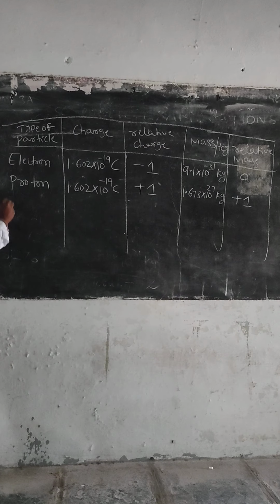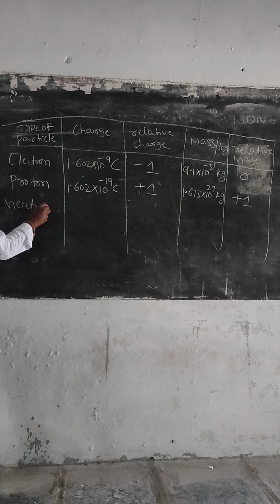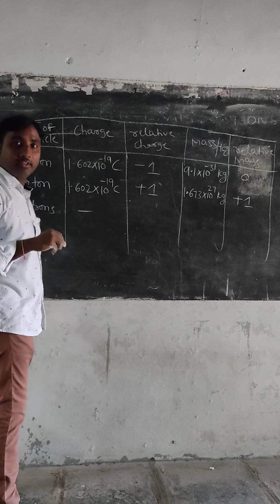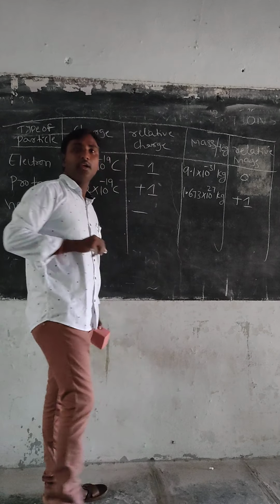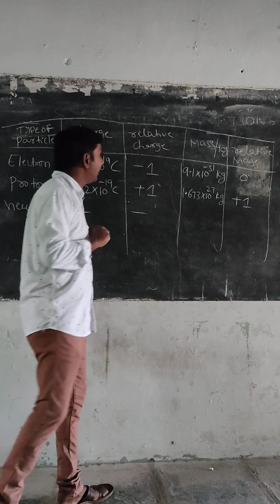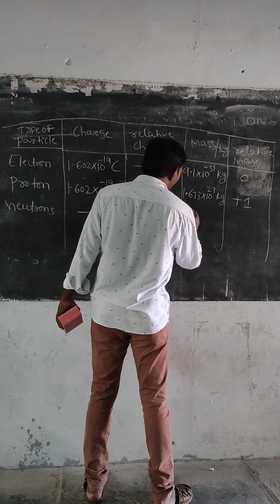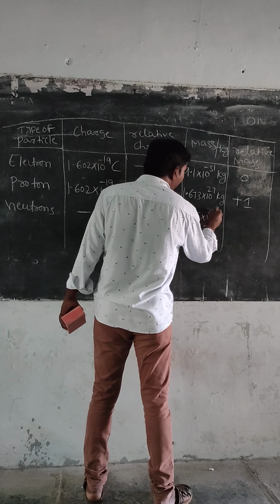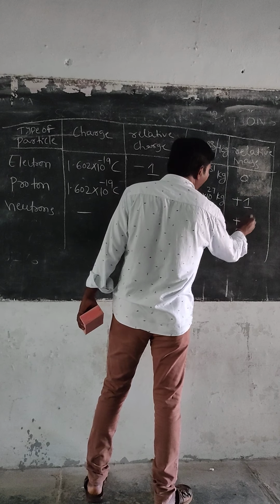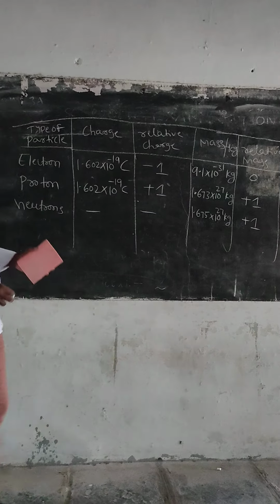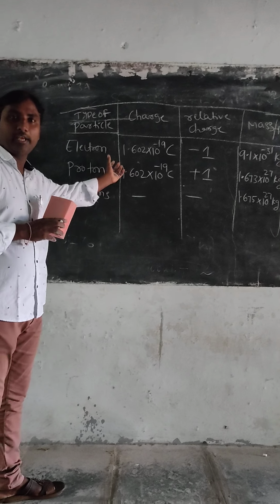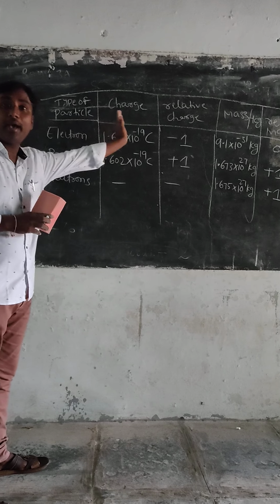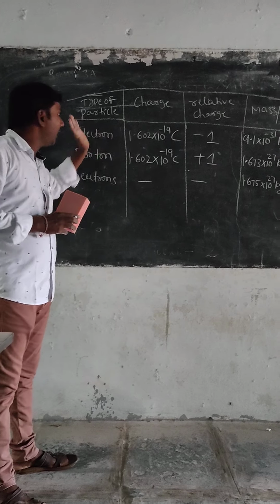Next one, neutrons. What is the charge? No charge. What is the relative charge? No charge, because the neutron is a neutral particle. What is the mass of the neutron? 1.675 into 10 power minus 27 kilograms. Relative mass is +1. This is about the particles: electron, proton and neutron. Just a comparison among the particles.